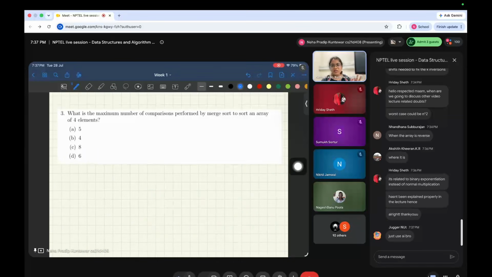So this is a slightly simpler question, but for the sake of exercise, just try it out. So you have an array of 4 elements. In the worst case, what is the maximum number of comparisons you would end up doing? Come up with a worst case input.